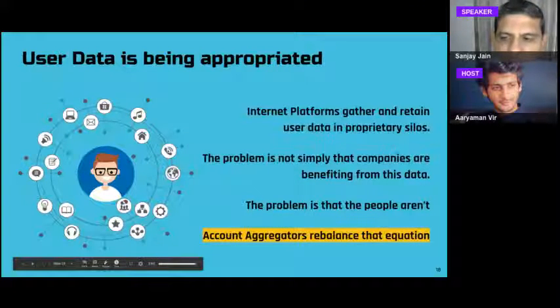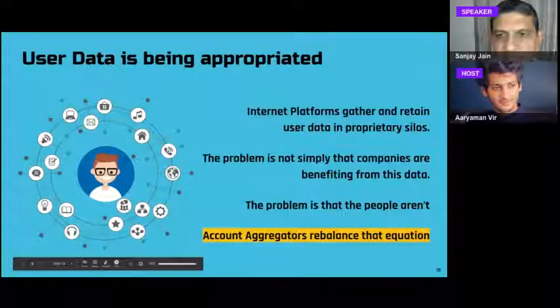As we saw, we've been very steadily bringing many people into the formal economy, through ID and through payments. But as they come into the formal economy, they get onto the internet. There are a lot of places where data is gathered, and then it starts to get used in proprietary silos. Our constant belief has been that the problem is not that companies are using the data, but that people are not able to use their own data for their own benefit. And that is where account aggregators step in, and they allow people to take some part of their data, in this case the financial data, and use it for their benefit.